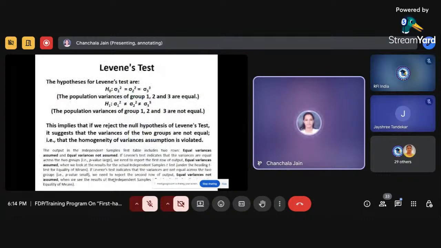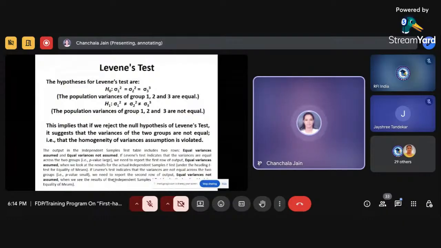Similarly, we need to test one of the assumptions related to the equality of variances or homogeneity of variances. Again, you can recall we need to perform Levene's test. Levene's test is used to check the homogeneity of variances, right? In this case, your null hypothesis says variance is equal, right?